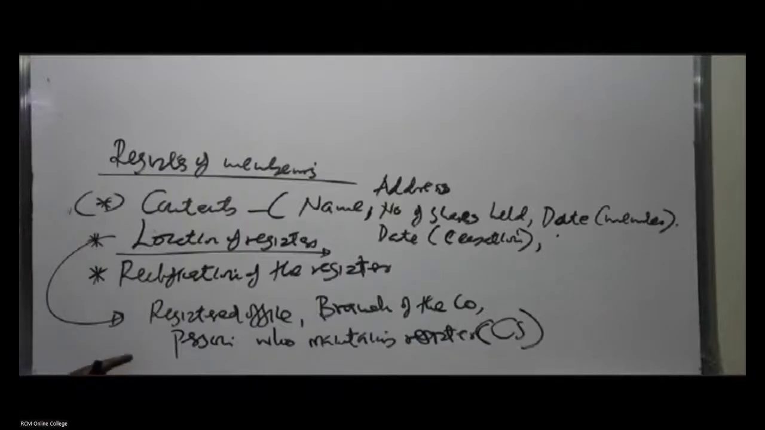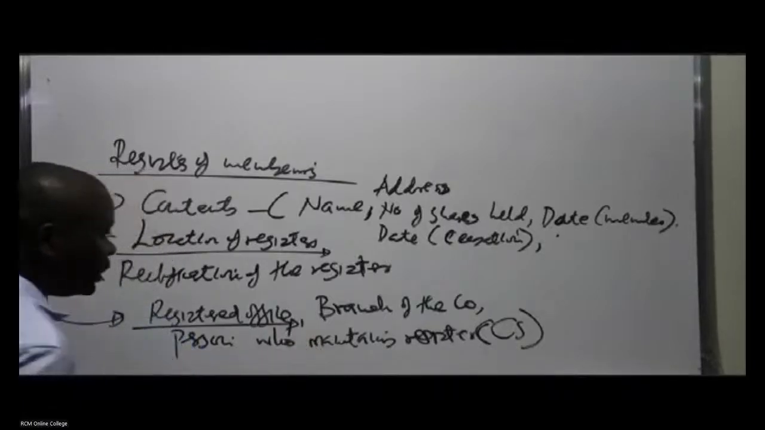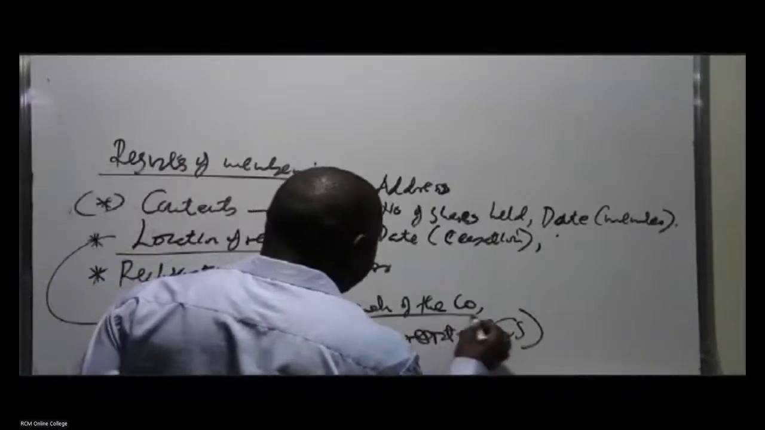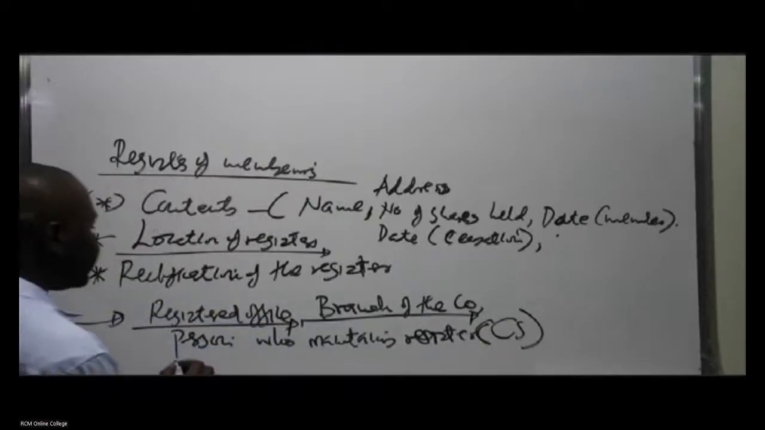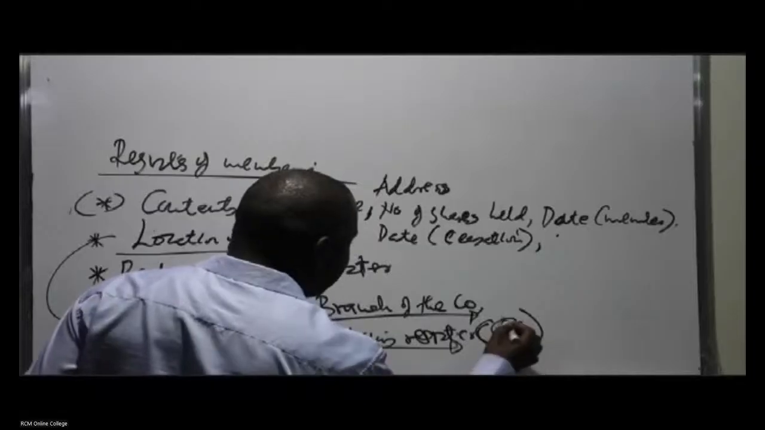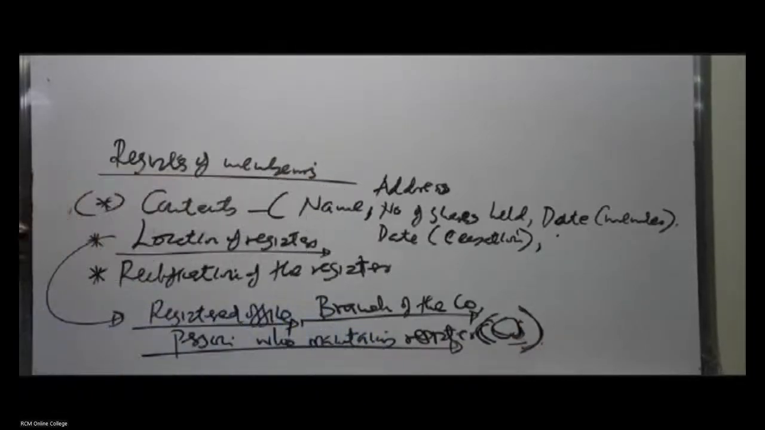So these are the locations where the register can be kept. At the officially recognized registered office of the company, at any branch of the company, if it has a branch, or at the office of the person who maintains the register. Obviously, we are alluding to the company secretary, because that is one of the key roles of a company secretary. So at his office, maybe you would have outsourced the functions of a company secretary, it can still be maintained there. So these are the locations where the register can be maintained.